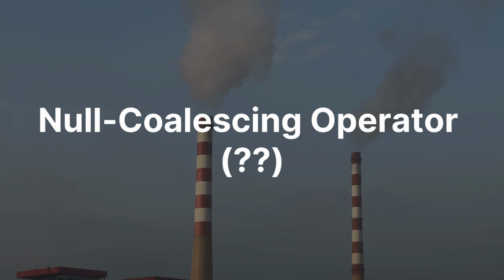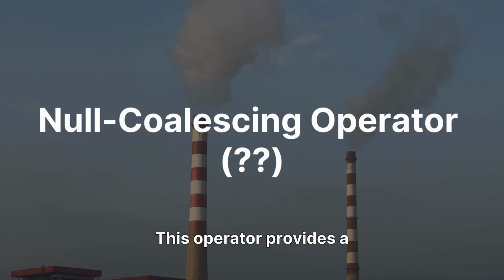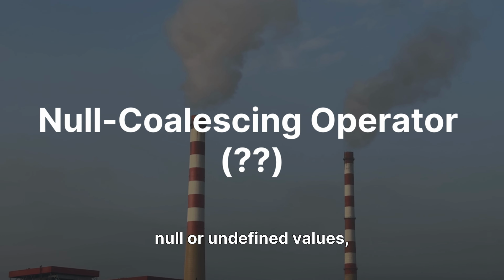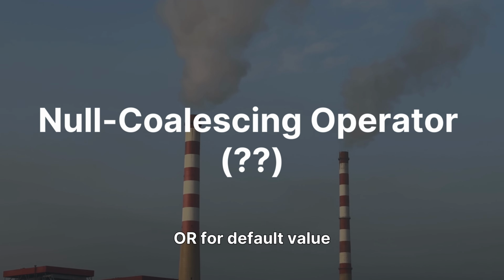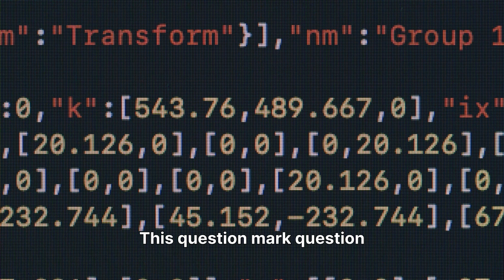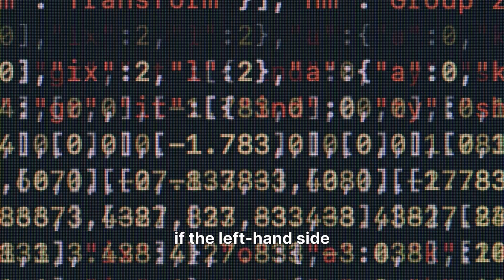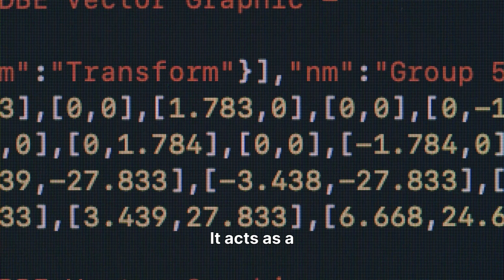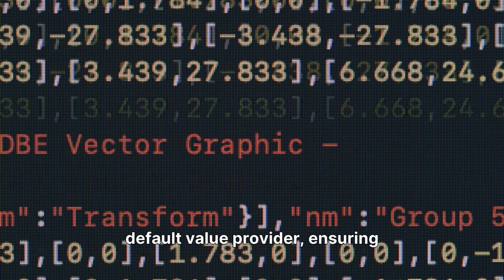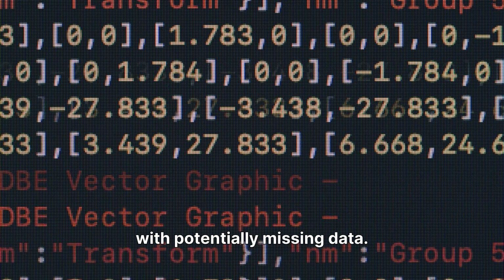Finally, let's cover the null coalescing operator, denoted by two question marks. This operator provides a specific way to handle null or undefined values, offering a more precise alternative to the logical or for default value assignment. This operator returns its right-hand side operand only if the left-hand side operand is strictly null or undefined. It acts as a default value provider, ensuring you always have a meaningful value when dealing with potentially missing data.